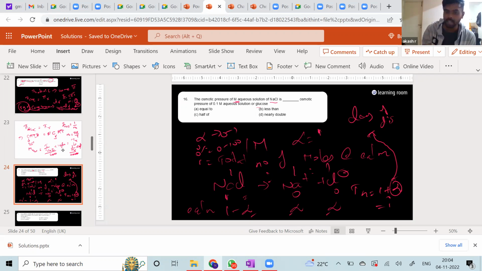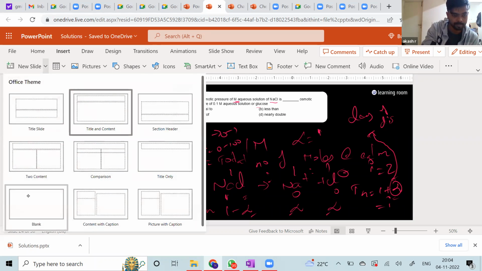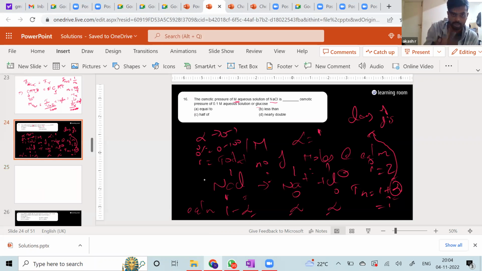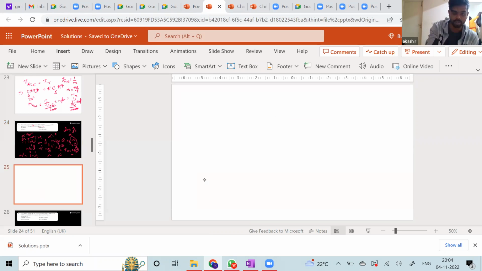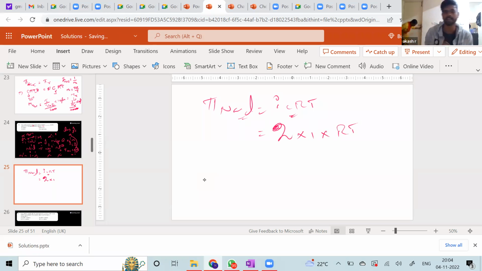Now we understand that nothing is given in this question, so definitely we can see that alpha value is 1. So we can assume that the i value is 2, because 1 plus 1 will become 2. Keeping this in mind, I'll just make a page. What was the question? The osmotic pressure of 1 m aqueous solution. Now pi of NaCl will be equal to i into C into R into T. Why am I taking i? Because NaCl undergoes dissociation. I value will be 2, into C value 1 m, that is 1 m concentration, R into T. We'll just keep it as R into T.